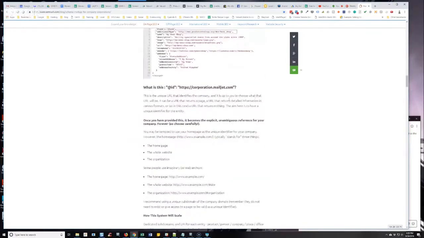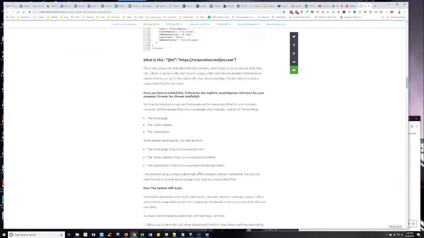And then a little bit further down where it says, what is this ad ID? Okay. And it was talking about this. I was just reading through this entire article and I got to this section about what is this at ID, right? So it was saying basically, what is this? And that was a question I had always had.